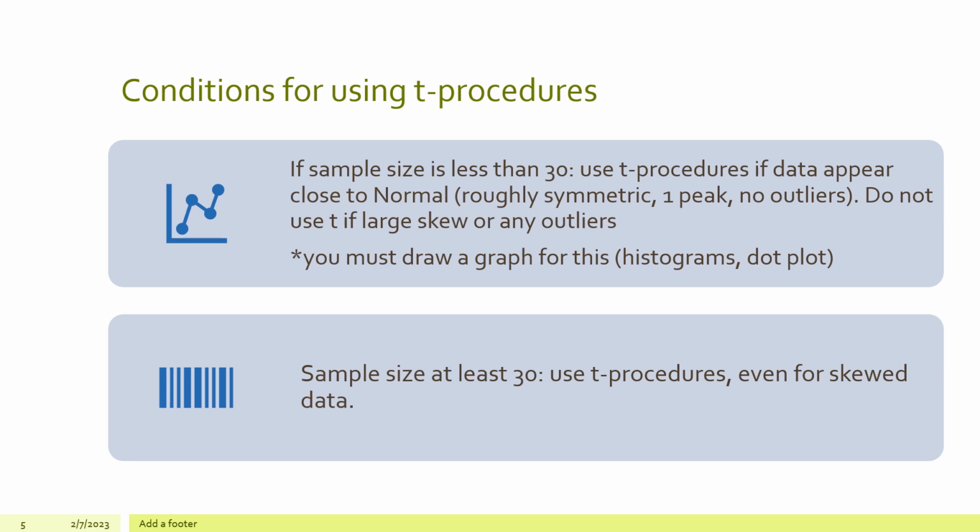So step one is, does it say that the population is normal? Yes, proceed. No? Okay, let's see. Is the sample size larger or equal to 30? Yes, then proceed. We don't care what the distribution looks like. No? Then we need to draw a pretty picture of the graph, looking at a histogram or a dot plot to see, is it approximately normal? Is it close to normal? So let's try it.